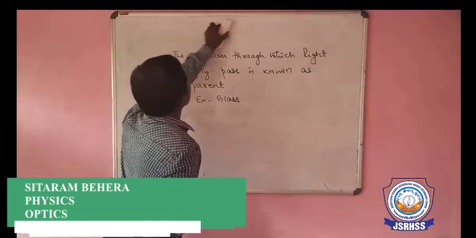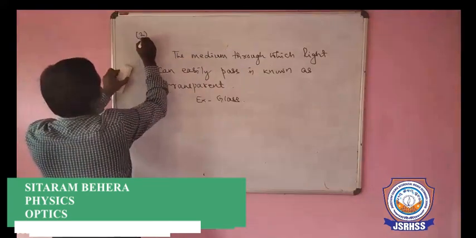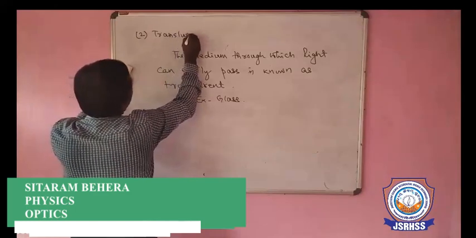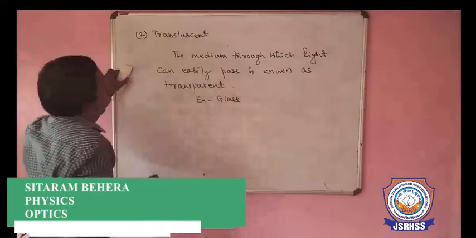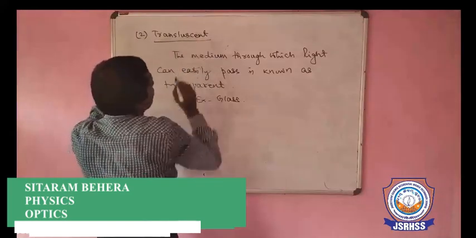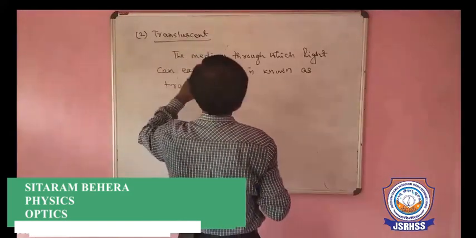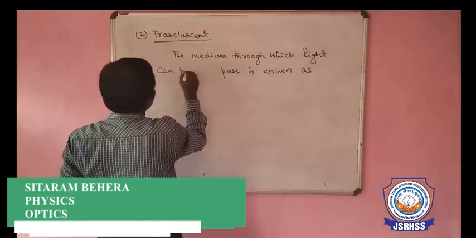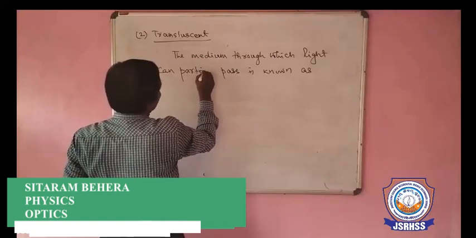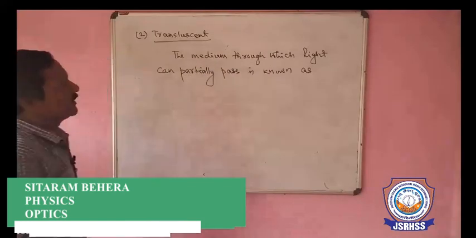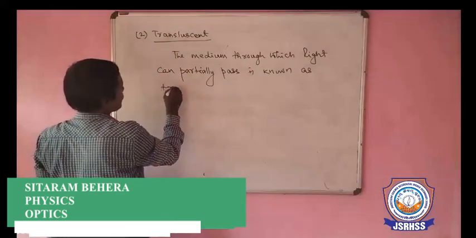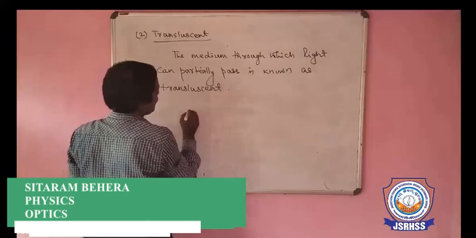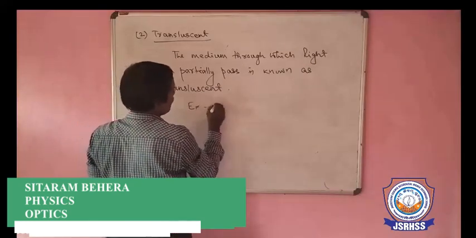Second one is translucent. The medium through which light can partially pass is known as translucent. For example, paper.